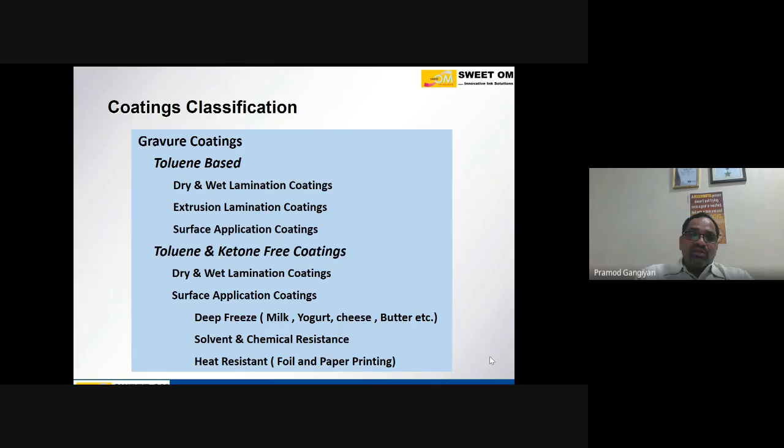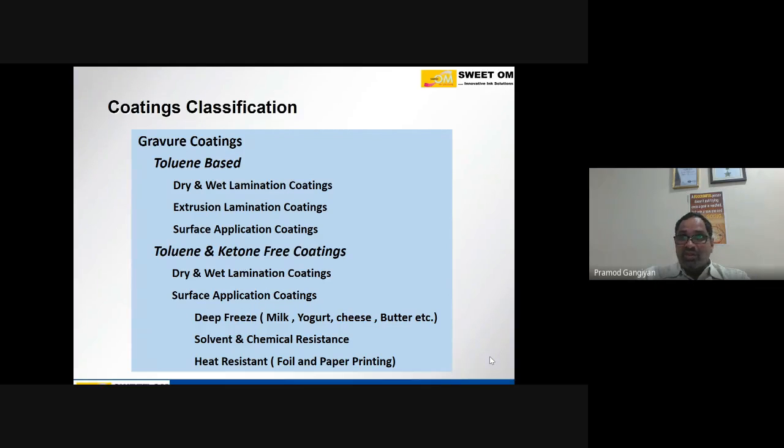So there are toluene-based coatings we can use for dry and wet lamination coatings. There are certain extrusion lamination coatings. There are surface application coatings, right? Again, there are toluene-free and ketone-free coatings, like wet and dry lamination for toluene-free and ketone-free. Toluene is a very carcinogenic solvent, and there is ketone, which is again very highly carcinogenic, not only for the human body but for the environment as well.